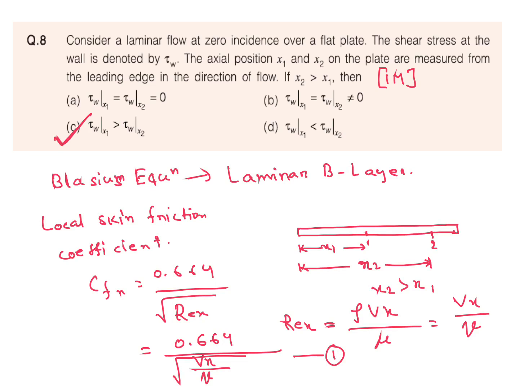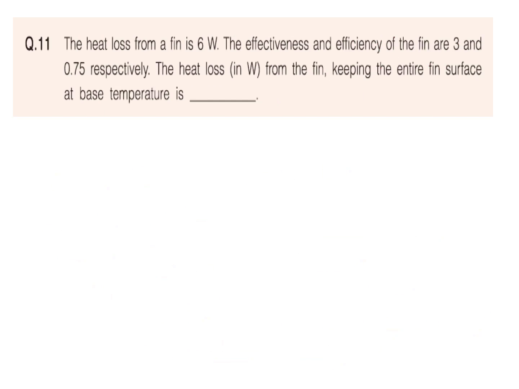Shear stress at the wall. Heat loss from a fin is 6 watt. The effectiveness and efficiency of the fin are 3 and 0.75 respectively. The heat loss in watt from the fin, keeping the entire fin surface at base temperature, is how much? So fin heat transfer. Heat loss, or Q actual, is 6 watt.